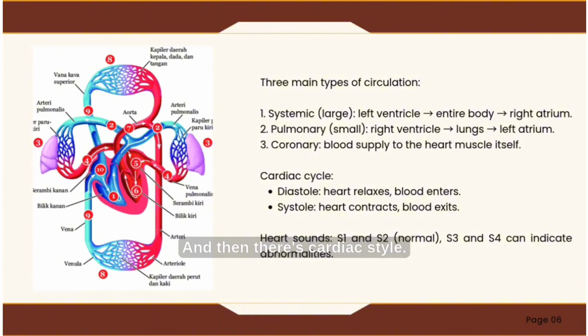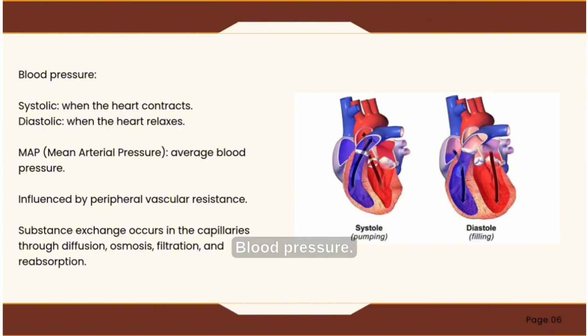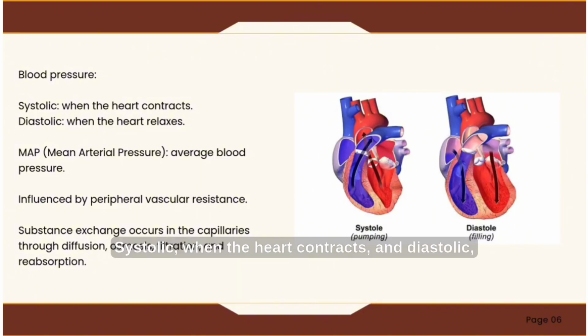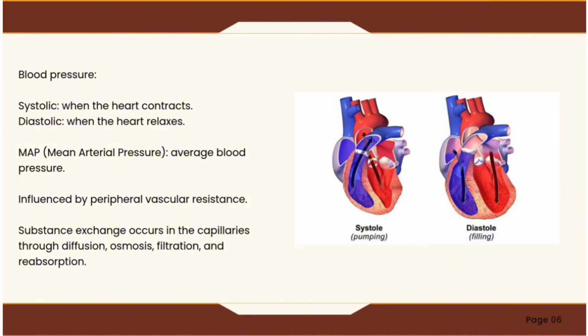And then there's the cardiac cycle. Diastole, heart relaxes, blood enters, and then systole, heart contracts and blood exits. Heart sounds, there's S1 and S2 for normal, S3 and S4 can indicate abnormalities. Blood pressure. Systolic when the heart contracts and diastolic when the heart relaxes. MAP or mean arterial pressure, average blood pressure, influenced by peripheral vascular resistance. Substance exchange occurs in the capillaries through diffusion, osmosis, filtration, and reabsorption.